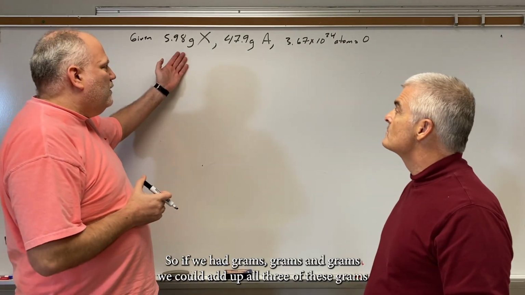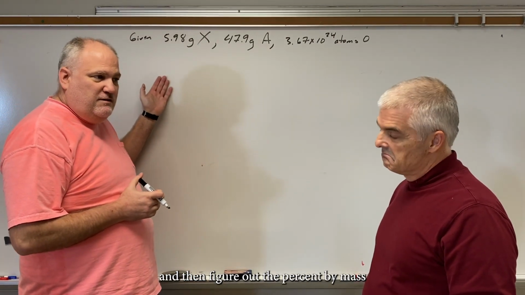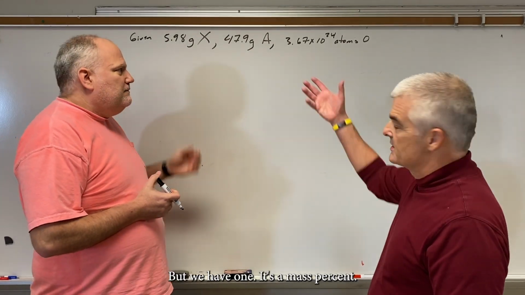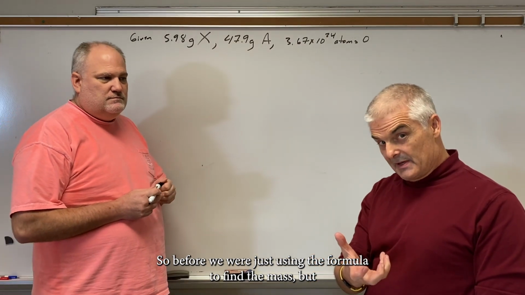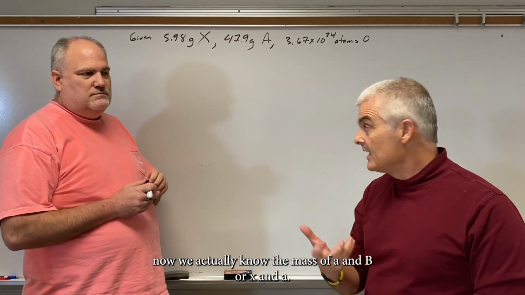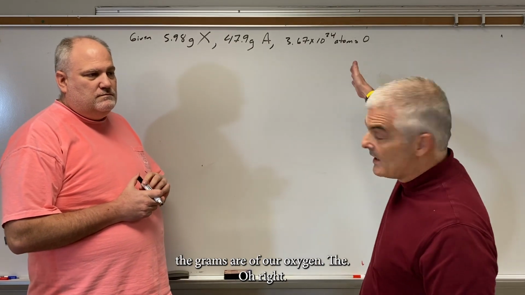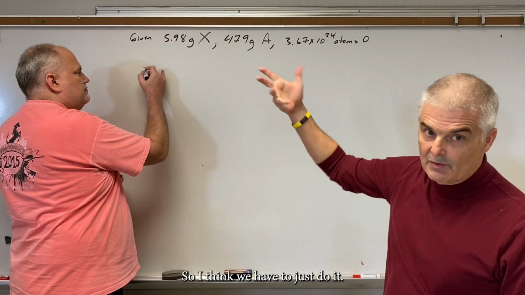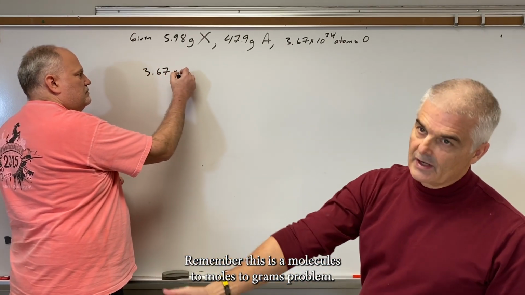So the oxygen. If we had grams, grams, and grams, we could add up all 3 of these and then figure out the percent by mass by taking each of them and dividing by the total. But it's a mass percent. Before we were just using the formula to define the mass, but now we actually know the mass of X and A. Now what we need to do is get the grams of our oxygen. Remember, this is a molecules to moles to grams problem.